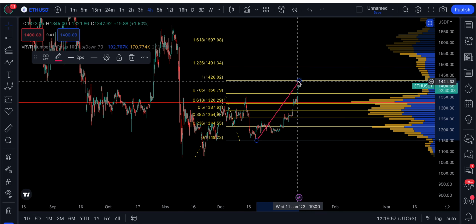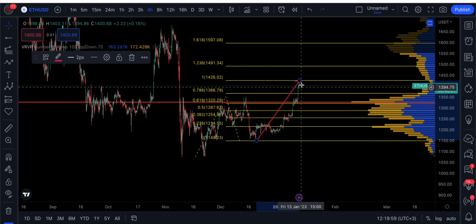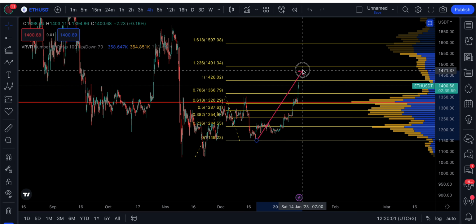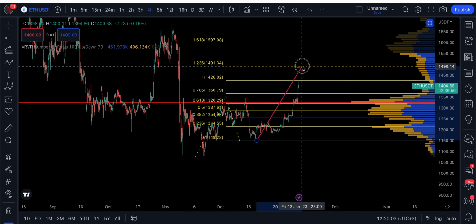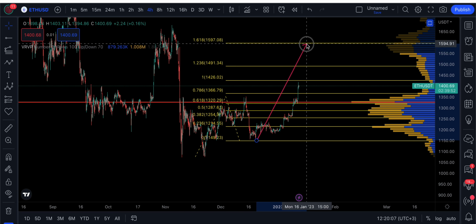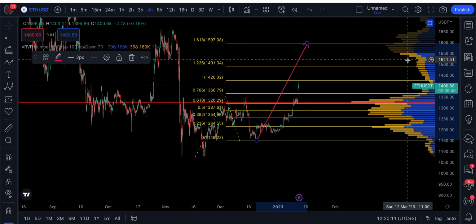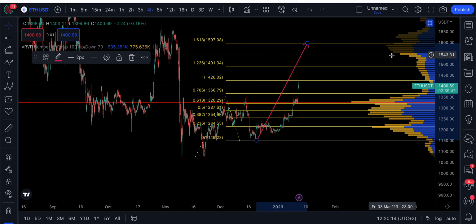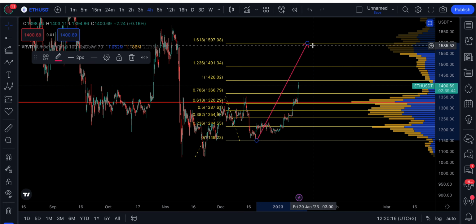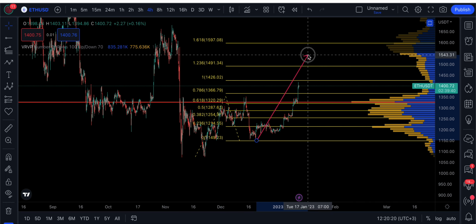So we might get a pullback from there for Ethereum, or if BTC pushes higher, we might expect Ethereum to move all the way, maybe to the 1,400 area, even possible to reach 1,500. As you can see, we are in the gap. So the gap, the next nodes start around 1,500. So we're likely to hit resistance when we reach these levels.